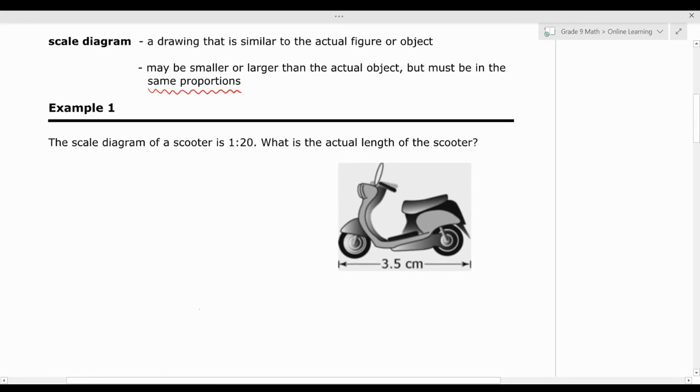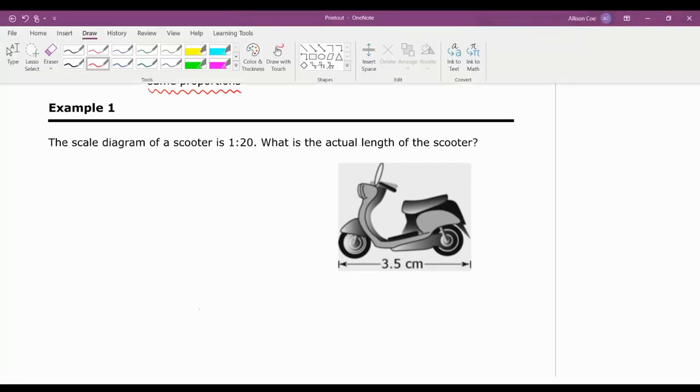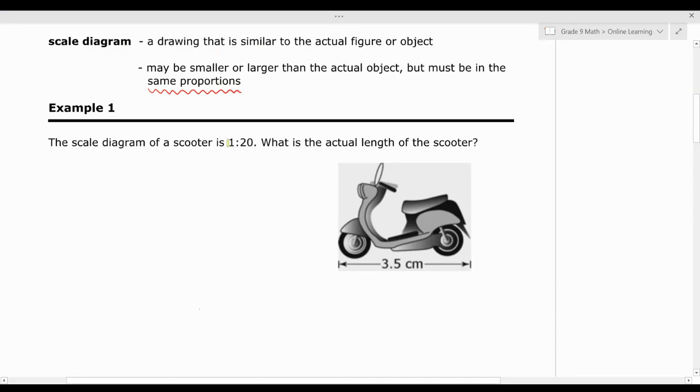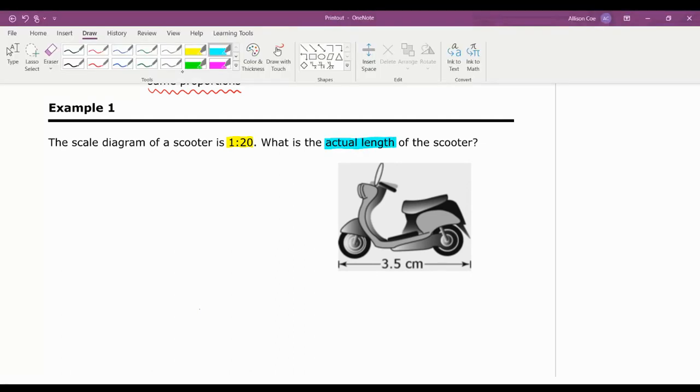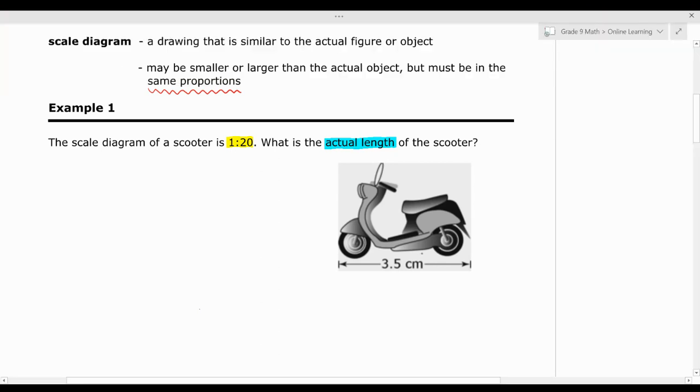So example 1 tells you the scale diagram of a scooter is 1 to 20. What is the actual length of the scooter? So as you guys know, I would go back, find some information. It tells me 1 to 20 there. Figure out what the question wants me to find. So it wants the actual length. And then I might highlight the fact that I do have some info in the picture. The picture is telling me that this length, from the front to the back of the scooter, is being represented as 3.5 centimeters.